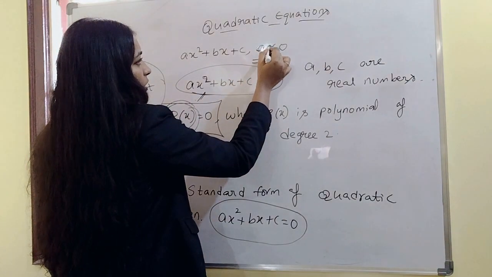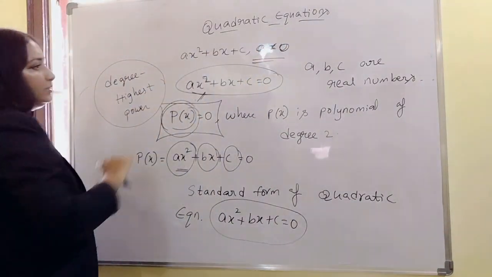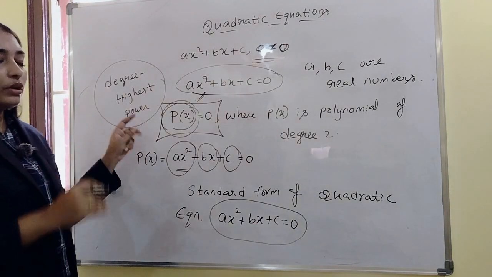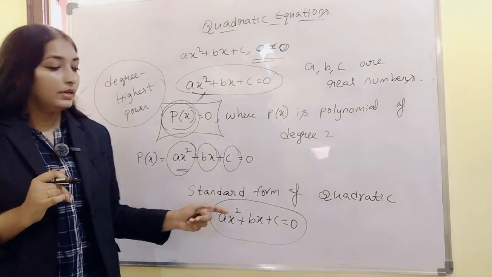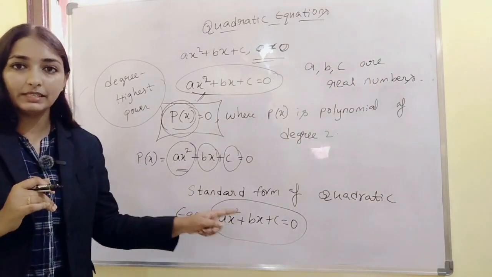So A not equal to 0. A shouldn't be 0. Is it clear? So tell me, what is the standard form of the quadratic equation? ax square plus bx plus c.